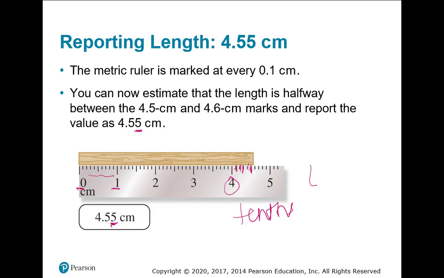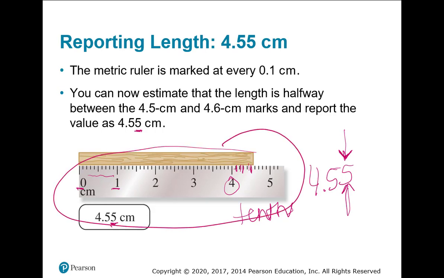It's after 4.5. We know it's at least 4.5, but it's not 4.6. So we would estimate after 4.5, sure, let's put a 5. Maybe you said 4.56. Maybe you said 4.54. That's okay. This last digit that we report is an estimated digit. But using this tool, we need to estimate to the hundredths because my tool can be exact to the tenths.